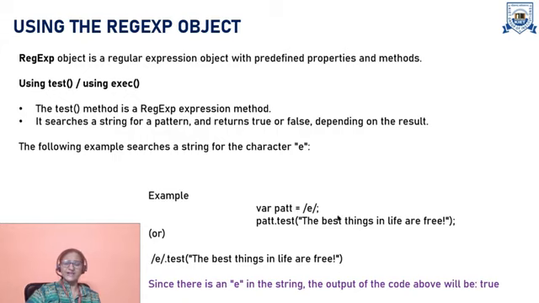Or you can directly do it like this, with no need to provide any variable. You can directly use the pattern /e/.test and the string in which you want to find this e. Since there is an e in the string, obviously the best e is here, here, and two times here, the output of the code will be true, because test returns the output in the form of true or false.